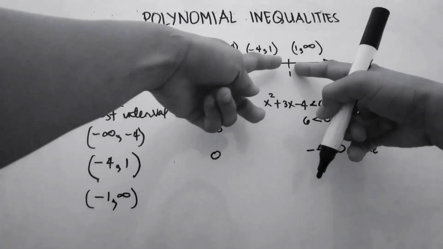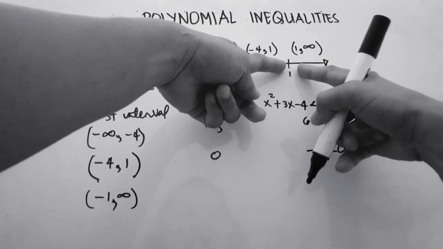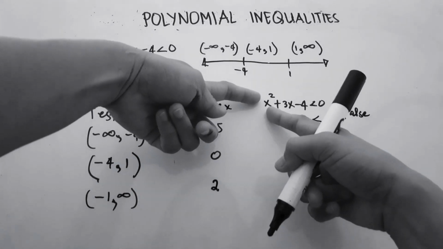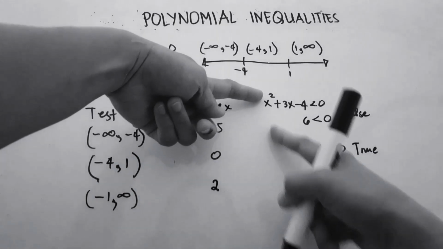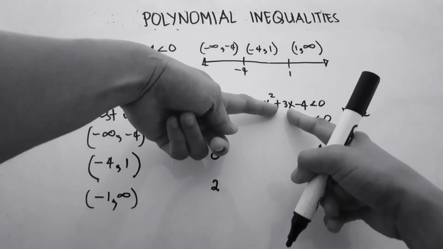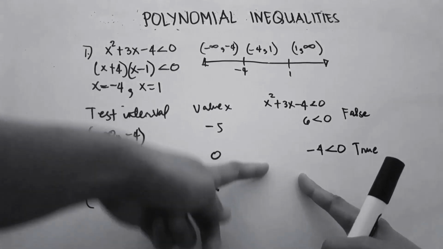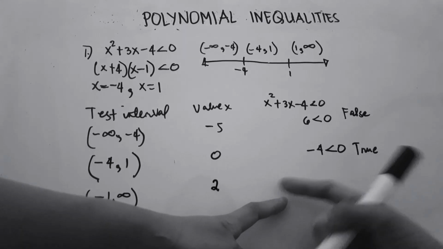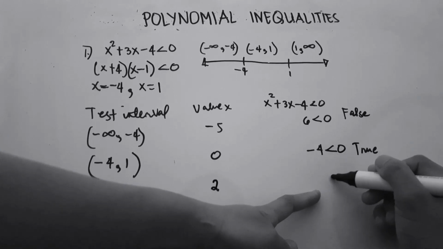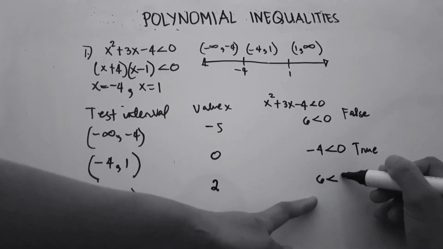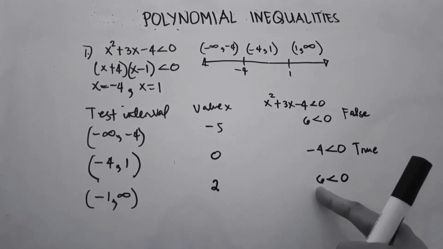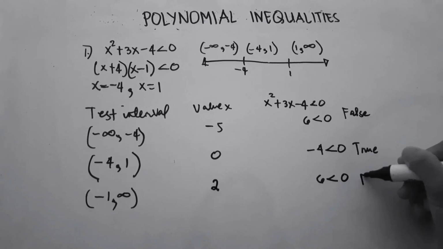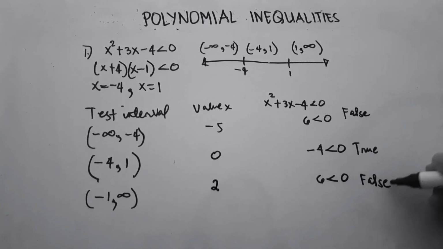We pick some higher numbers from here, not including 1, so we pick 2. Substituting, 2 squared is positive 4, plus 3 times 2 is positive 6, and minus 4, so positive 4 and negative 4 cancel out, and the remaining value is positive 6. Since positive 6 is not less than 0, because 6 is greater than 0, it is false.